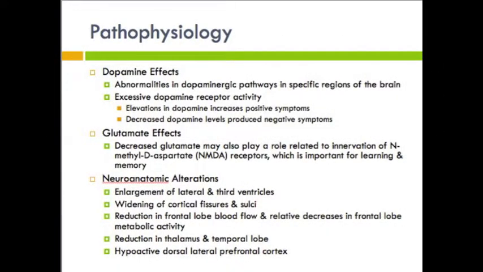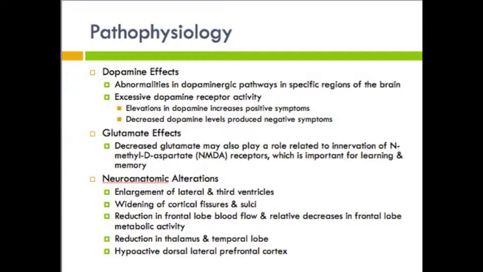So now let's go over the pathophysiology of schizophrenia. There are dopamine effects, glutamate effects, and neuroanatomic alterations. For dopamine, there are abnormalities in the dopaminergic pathways in specific regions of the brain. There is excessive dopamine D2 receptor activity, and elevations in dopamine increase positive symptoms, and decreased dopamine levels produce negative symptoms.